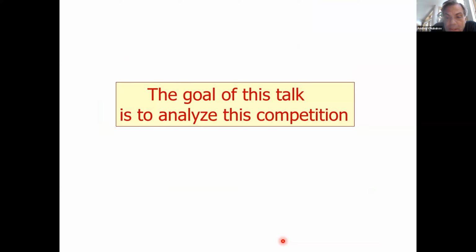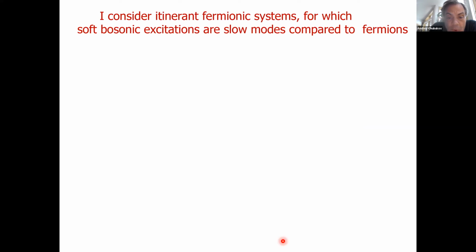And so the goal of my talk here is to analyze this competition and show that it leads to a number of phenomena for superconductivity which are qualitatively different from BCS. For this, I need to be a little bit more specific. Not all models where there's a competition between non-Fermi liquid and superconductivity can be easily analyzed. What I will do is consider a subset of these models in which bosonic excitations, soft bosons, are for one reason or another slow modes compared to fermions.